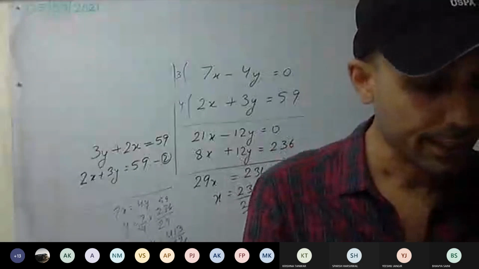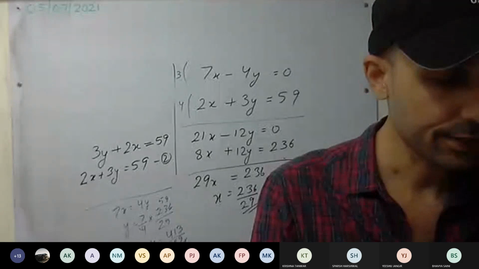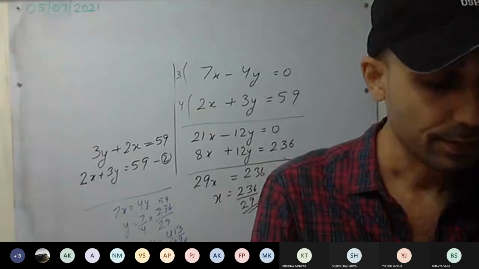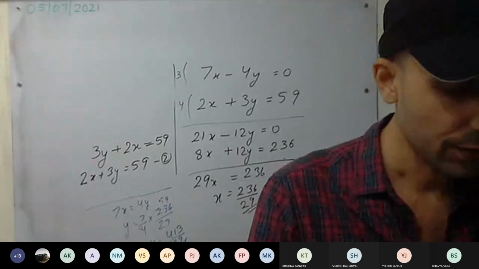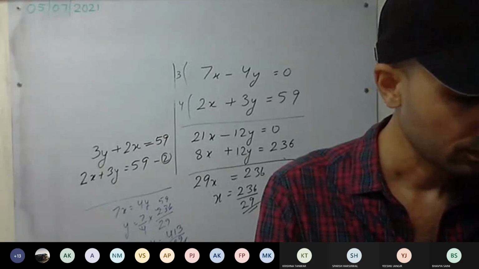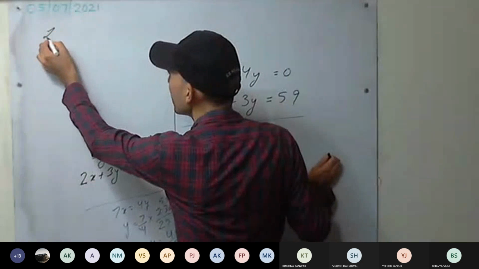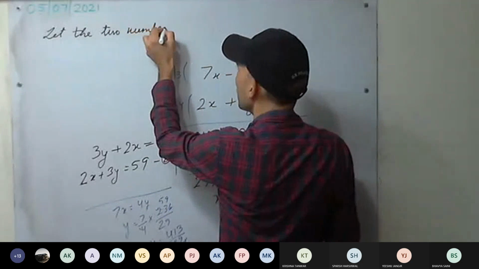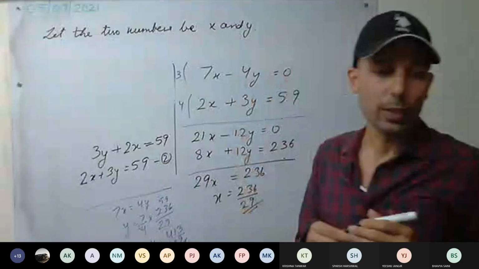Third one. When the greater of the two numbers is increased by 1, it divides the sum of the numbers. The result is 3 by 2. When the difference of these numbers is divided by the smaller, the result is 1 by 2. Find the numbers. So what we are going to do? We'll take two numbers. Let the two numbers be x and y.